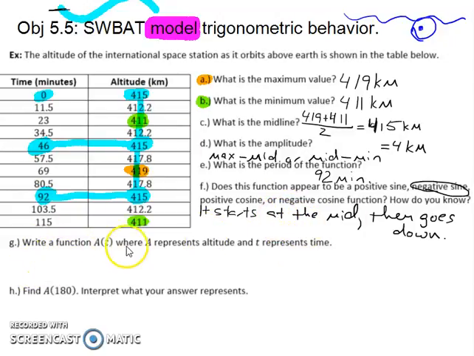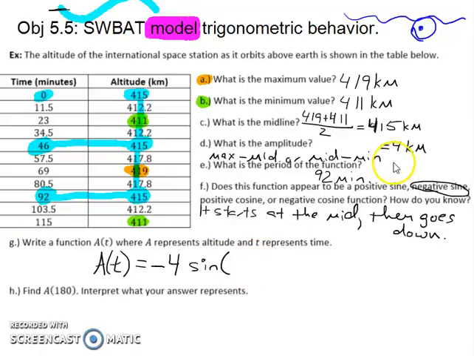Finally, we get to the interesting part, which is to actually write the function. So A of t is going to represent altitude and t represents time. So we start with this. I have a negative sine function, so I'm going to write negative and then sine, and I'll fill this in. Right here is the a. Now a is the absolute value of amplitude. My amplitude was 4, so I'll put a 4 right there. The negative I already knew because of the sign. And then I'm going to have a t in here.